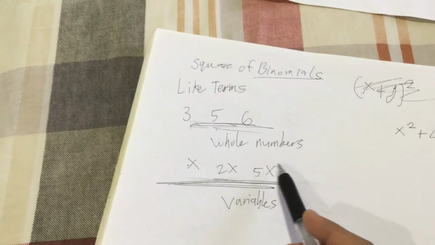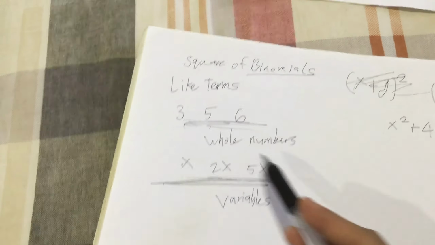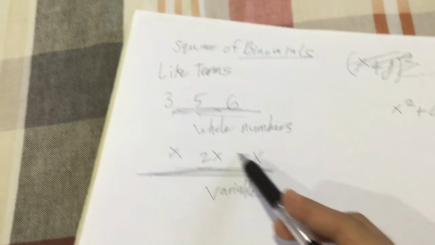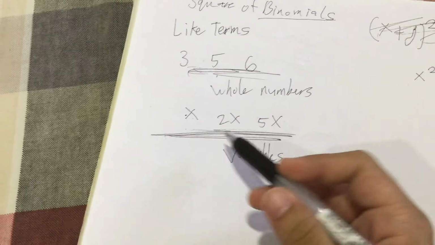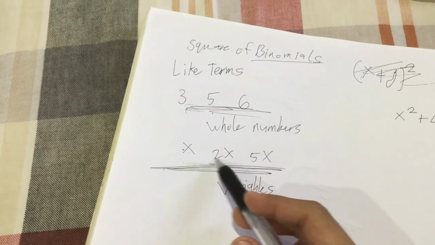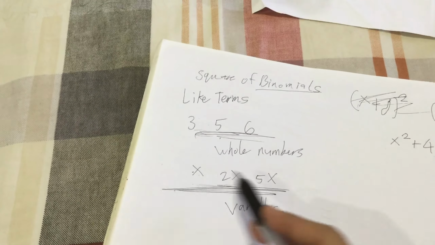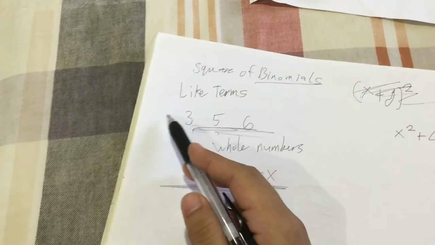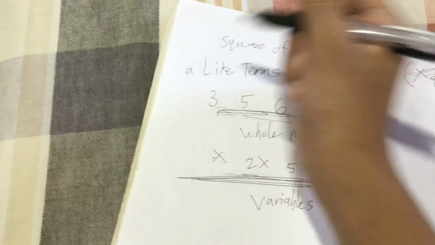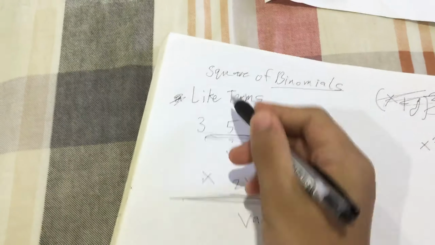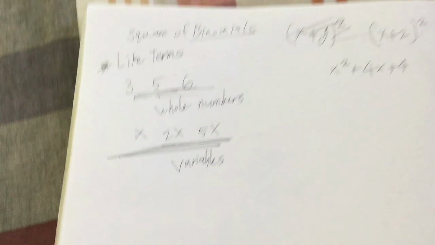Can you add them? Yes, you can. Can you subtract? Yes. Multiply? Yes. Divide? Yes. So they are called like terms because they are similar to each other. They are alike. So like terms. Why can't they just call it alike terms? But anyways, like terms is shorter, so I think that will work.